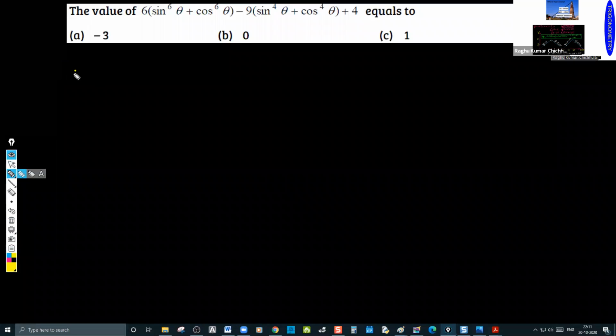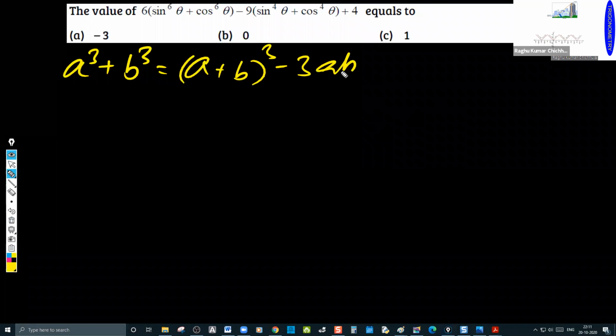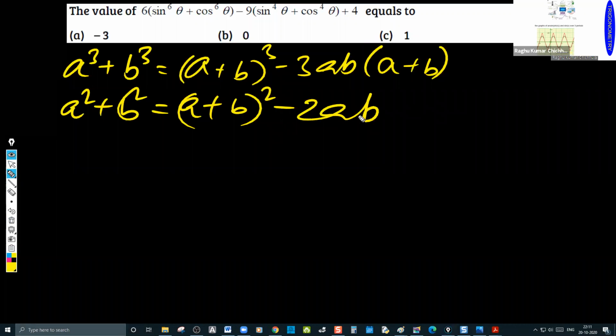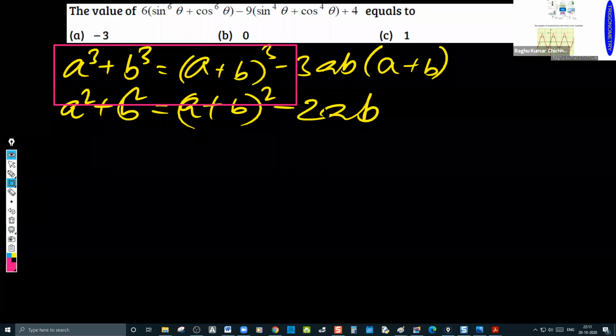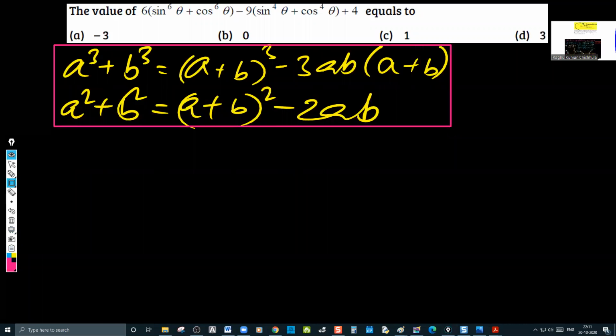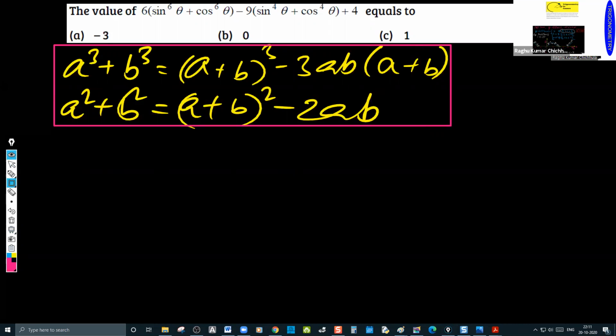Come on, tell me a cube plus b cube, please. Formula: (a plus b) whole cube minus 3ab into (a plus b). What is a square plus b square, please? (a plus b) whole square minus 2ab. I wrote both the formulas. I hope you know this. If you don't know, or if you forget, please recollect them.